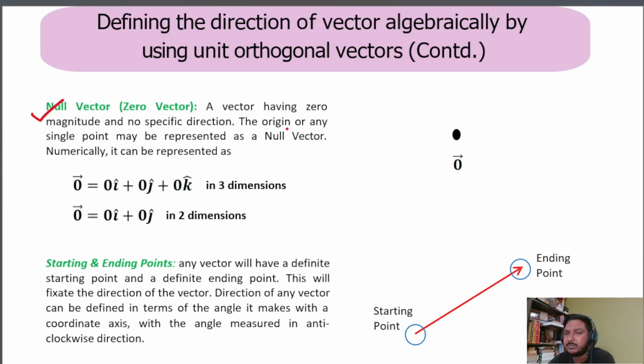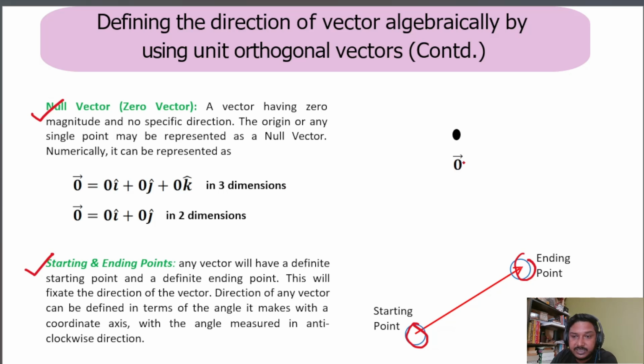Why no specified direction? Because the car can start moving in either direction. It can move forward or it can move backward. So we don't have any definite direction as long as it is standing. Then the next important thing that we need to understand is that every vector, as it is a directed line segment, has to have a definite starting point and a definite ending point, as you can see on the screen. So if this is the starting point, this is the ending point. Direction of any vector can be defined in terms of that directed line segment.